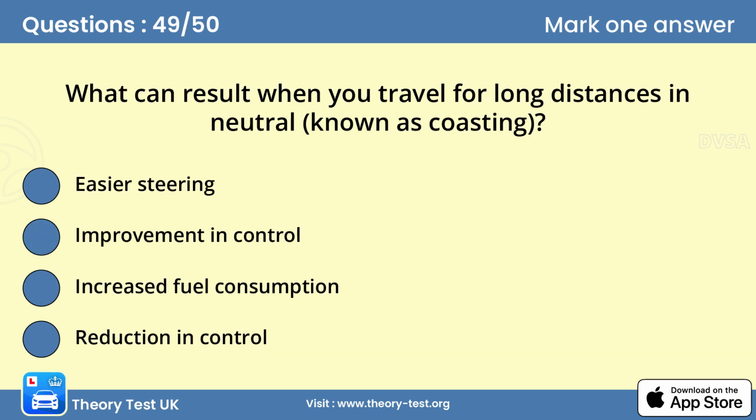Question 49. What can result when you travel for long distances in neutral, known as coasting? D. Reduction in control. Coasting is the term used when the clutch is held down, or the gear lever is in neutral, and the vehicle is allowed to freewheel. This reduces the driver's control of the vehicle. When you coast, the engine can't drive the wheels to stabilize you through a corner, or give the assistance of engine braking to help slow the car.